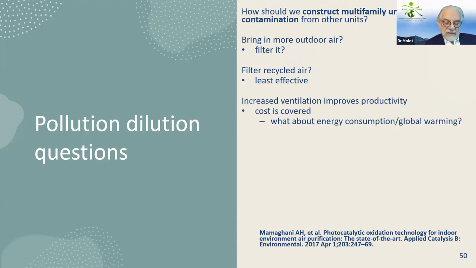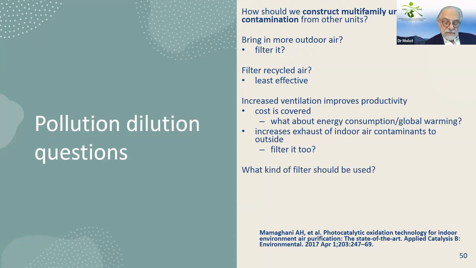What about increasing the ventilation? We know it improves productivity by reducing the VOCs, so the cost of increasing the energy consumption is covered in large buildings. But what about the impact on global warming? And maybe we should be filtering the ventilation exhaust because we're contaminating the outdoor air with the indoor VOCs. Which filters should be used?